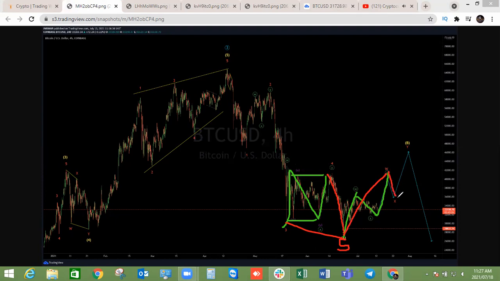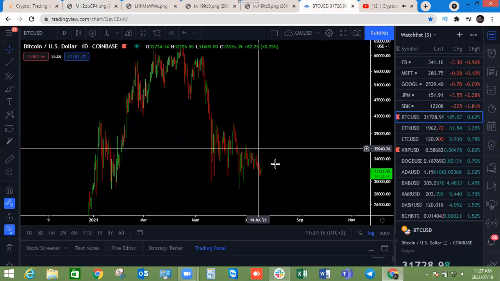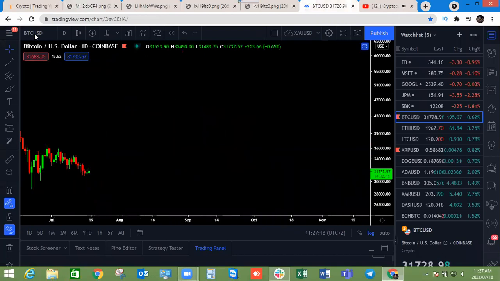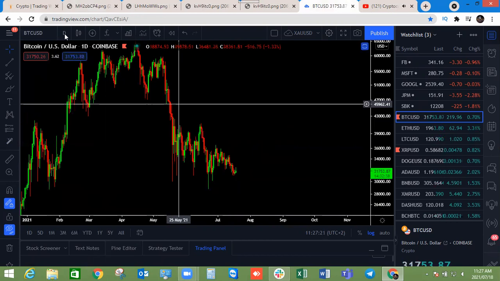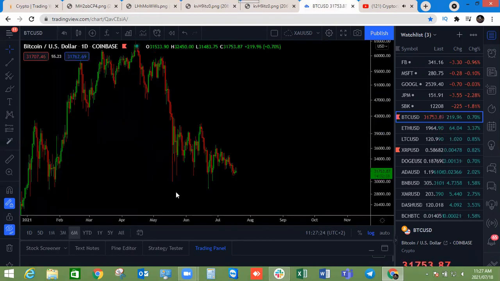So we may expect that it becomes a double correction back to around these levels before any move to the downside. Currently, we are still bearish for the next coming week. Expect this to continue to the downside. Let's go down here to the lower time frame here on the 4-hour. Let's go to the 4-hour so I can show you that structure in a bit more detail.